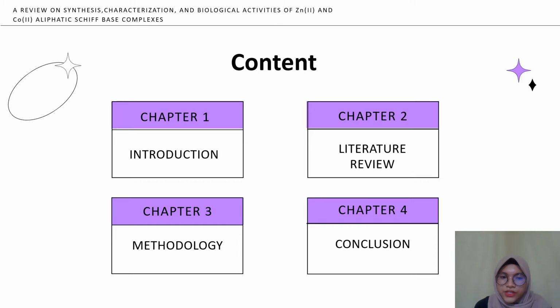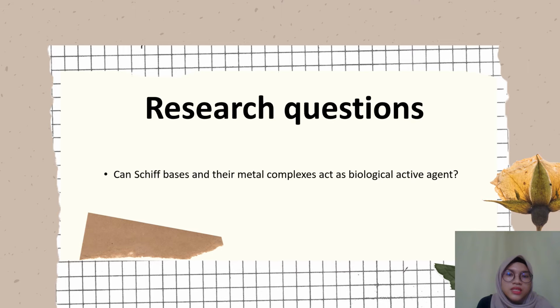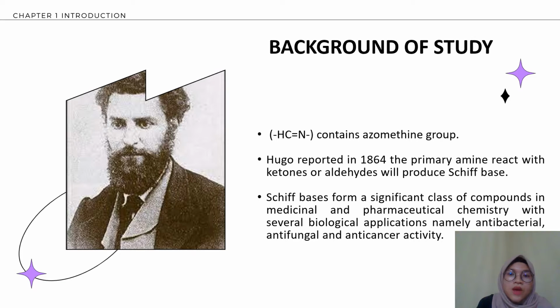Chapter 1 Introduction, Chapter 2 Literature Review, Chapter 3 Methodology, and Chapter 4 Conclusion. This is my research question. Can Schiff base and their metal complexes act as a biological active agent? For the background of study, CH=N is a Schiff base that contains an azomethine group. This is the scientist from 1864.